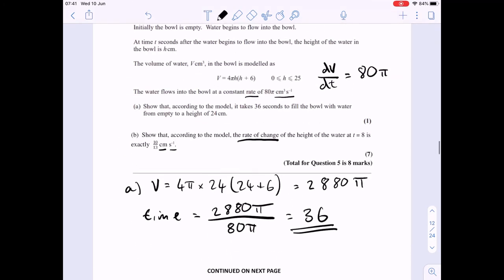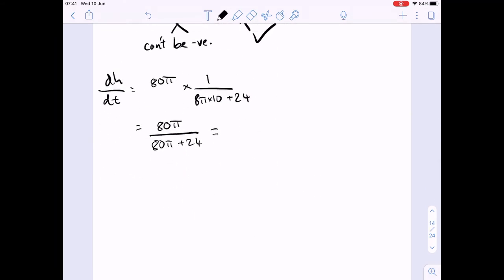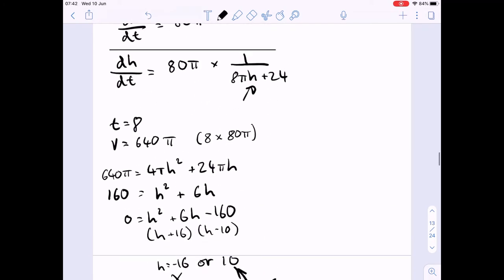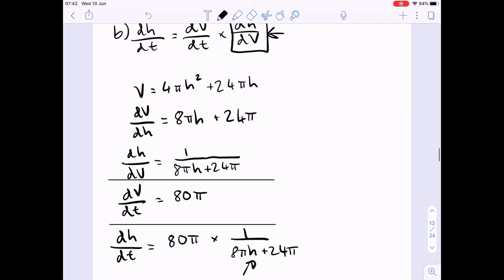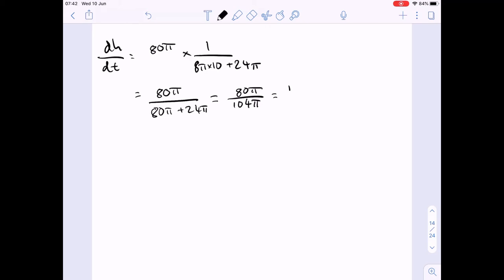which question are we on? We're on question 5. Which comes to, in fact, plus 24 pi, isn't it? Yeah, plus 24 pi. So this is 80 pi over 104 pi. Now the pi's will cancel, and the 80 and the 4 will also cancel to give you 10 over 13, which is what we needed to show.